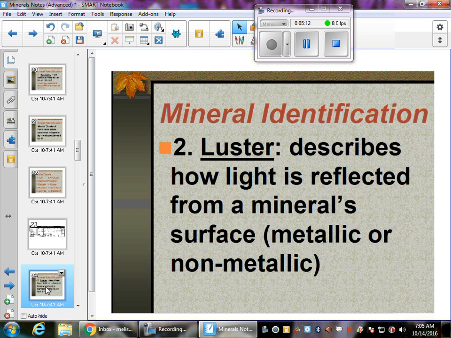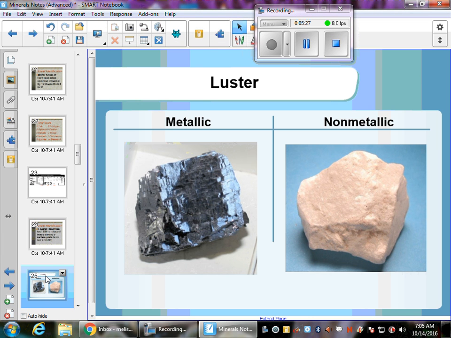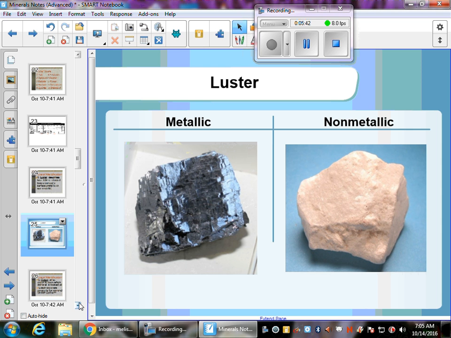Another property that can be used to identify minerals is what's called luster. Luster describes how light is reflected from a mineral's surface. So you're looking at the surface of the mineral and deciding if it's metallic or non-metallic. If you think about the names, metallic looks kind of like a metal. It's very shiny and it reflects light, versus a non-metallic mineral which does not look like a metal and has more of a dull surface or a glassy surface and does not reflect as well as the metallic surface.